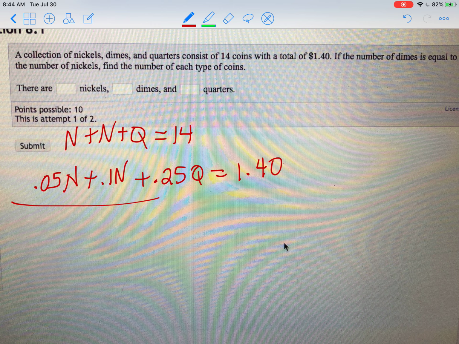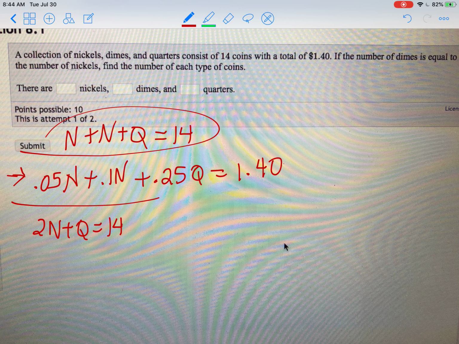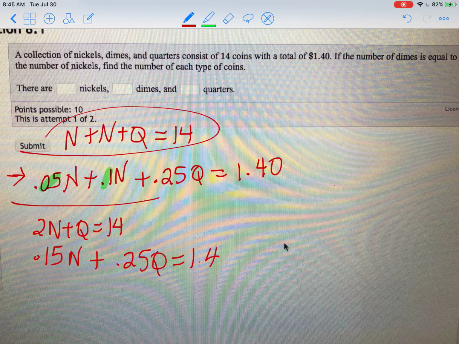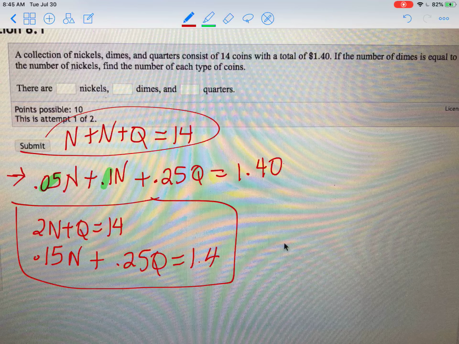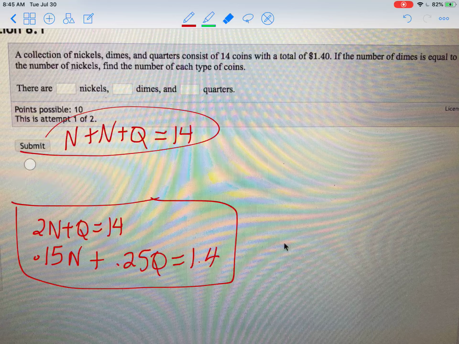From the first equation, we'll have 2N plus Q is 14. From the second equation, we're going to have 0.15N, you just add those coefficients up, plus 0.25Q equals 1.4. Oops, my handwriting is very bad. Okay, so now we have this new set of equations. Two equations, two unknowns, and so we can either solve it very straightforwardly, or you can use any of the other methods that you learned in this chapter.